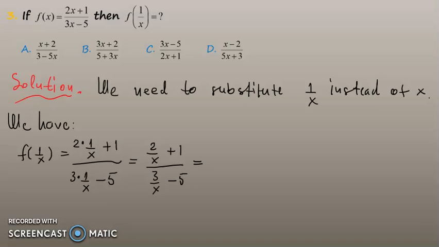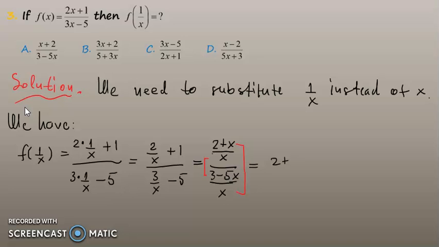Let's put the upper expression under the same LCM, which will be x. This will be 2, 1 times x plus x over, here the same thing, 3 minus 5 times x, 5x. This is a double fraction. As we said, the upper things go together and the outer term and the inner terms go also together. Let's multiply them. What we will get?